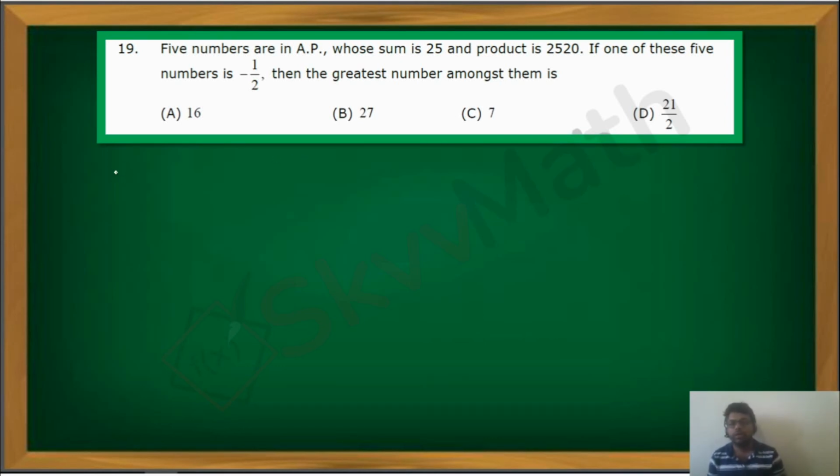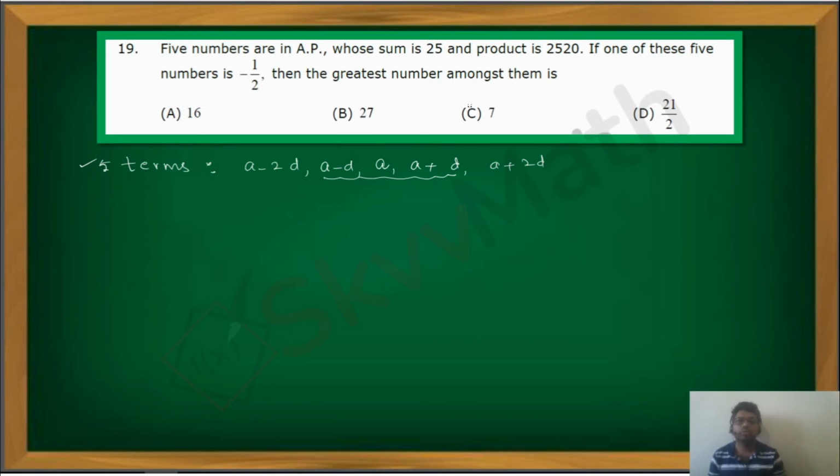Now, whenever we want 3 terms or 4 terms or 5 terms in AP, there is a particular way to select them. Whenever you want 5 terms of an AP, how to select them? A minus 2D, A minus D, A, A plus D, and A plus 2D. This is the way of selecting 5 terms of an AP. If you want 3 terms, you can select A minus D, A, A plus D.